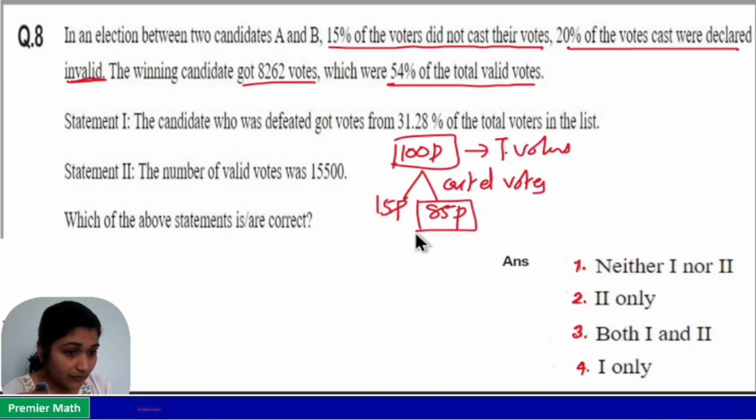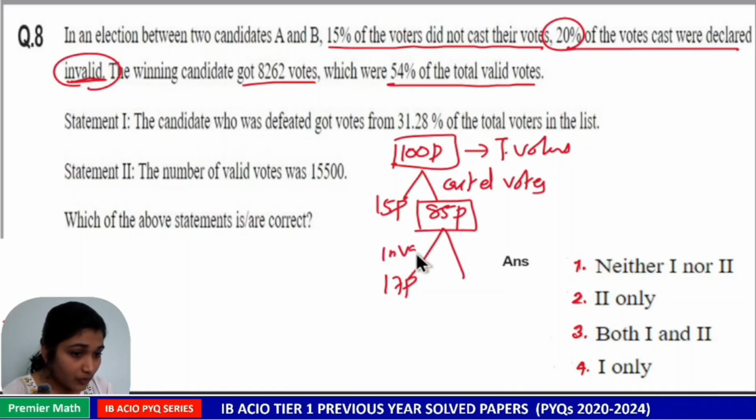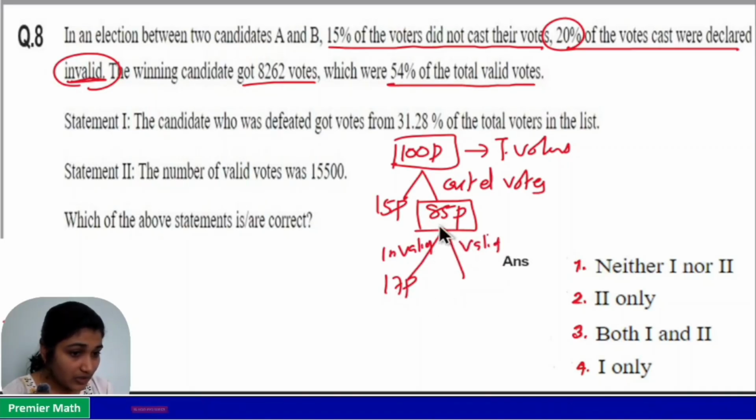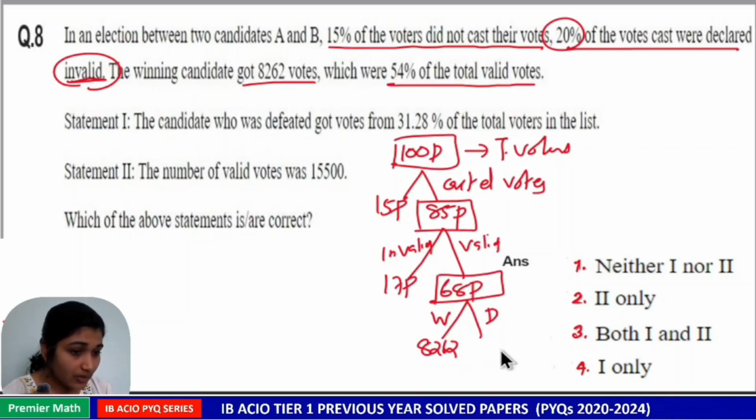Now, out of this 85 part, 20 percent votes were invalid. So 10 percent of 85 is 8.5, then 20 percent is 8.5 into 2, 17 part. This is the invalid vote. Then valid votes are the remaining 85 minus 17, which is equal to 68 part. Now, out of the 68 part, the winning candidate got 8262 votes and the defeated candidate got the remaining votes.